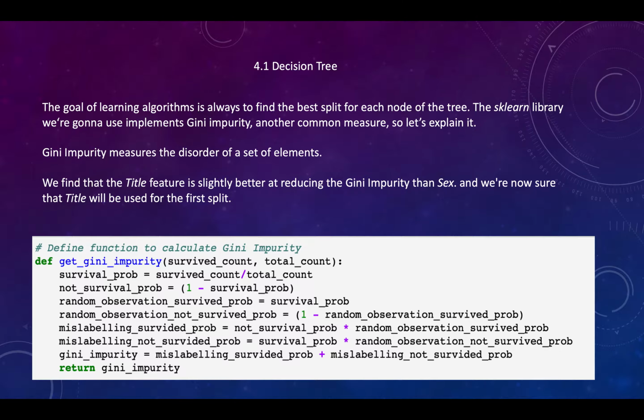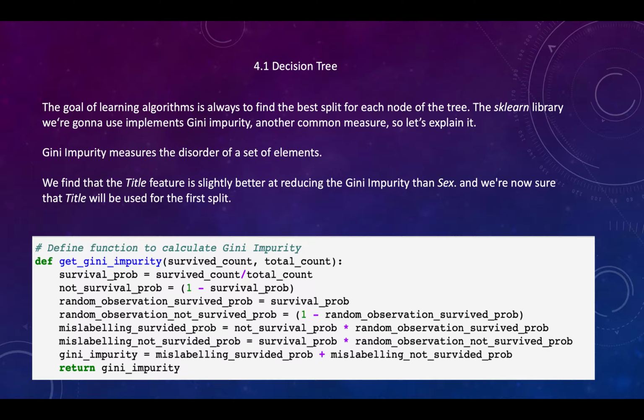In this part, I use both the decision trees and SVM to predict the data. So for the decision tree, the target is that we try to find the best split for each node of the tree.